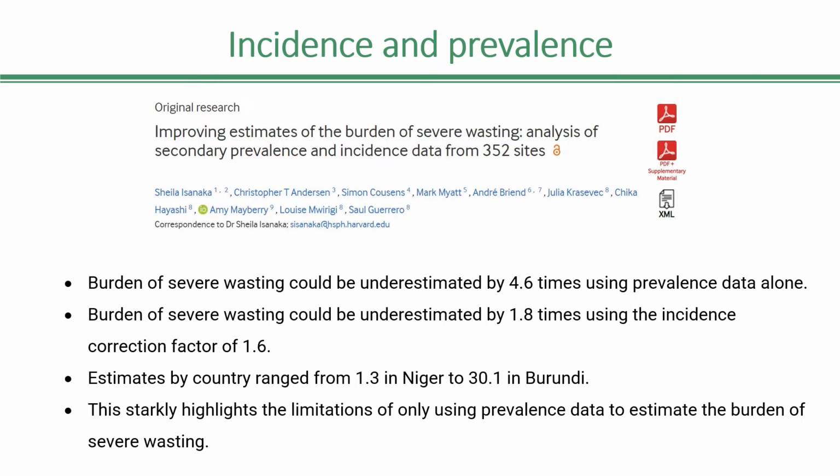This study's findings suggest that the overall burden of severe wasting could be underestimated by 4.6 times using prevalence data alone, and by 1.8 times using the globally recommended incidence correction factor of 1.6. The country-specific incidence correction factors were also hugely varied. For example, estimates ranged from 1.3 in Niger to 30.1 in Burundi. This starkly highlights the limitations of only using prevalence data to estimate the burden of severe wasting.